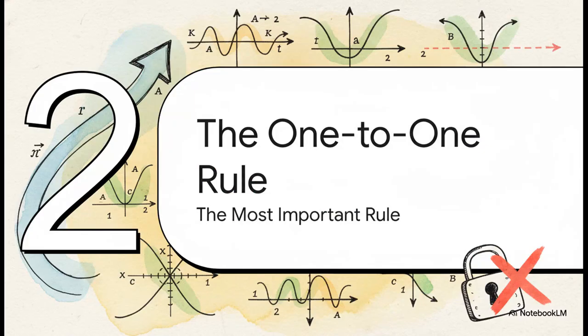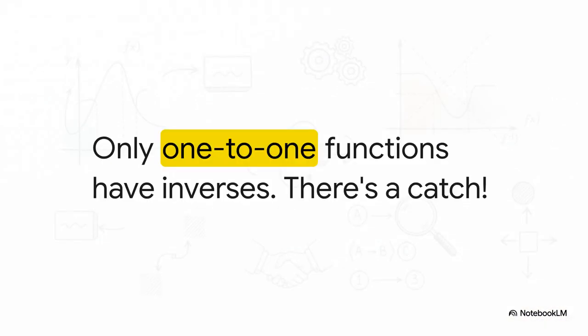All right, let's get to what is maybe the most important part of this whole topic. See, not every function gets to have an inverse. There's a really specific rule they have to follow. Yep, there's a catch. For that rewind button to work without causing any confusion, the original function has to pass a special test. It has to be what we call one-to-one.